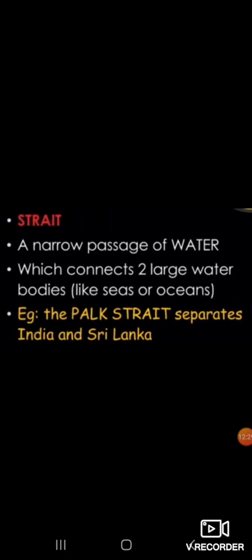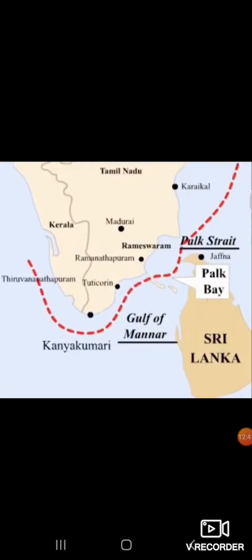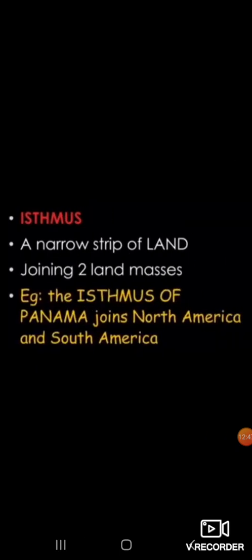Now, children, come to the difference between strait and isthmus. A strait is a narrow passage of water which connects two large water bodies like seas or oceans. For example, the Palk Strait separates India from Sri Lanka. Now come to isthmus. An isthmus is a narrow strip of land which joins two land masses. The Isthmus of Panama joins North America and South America.